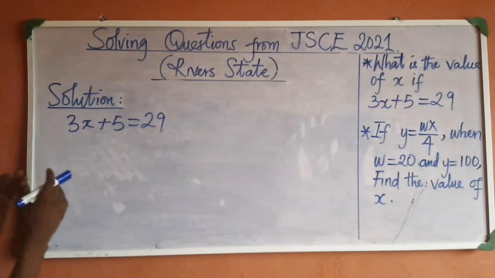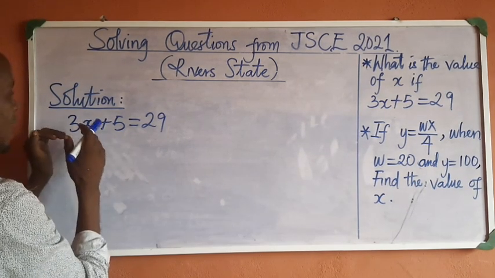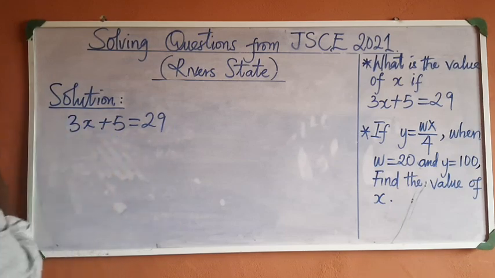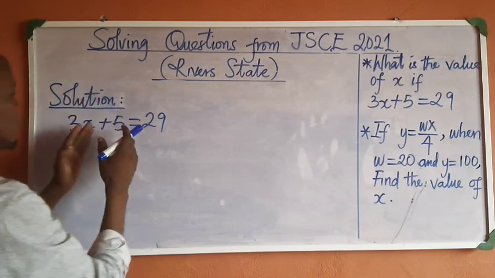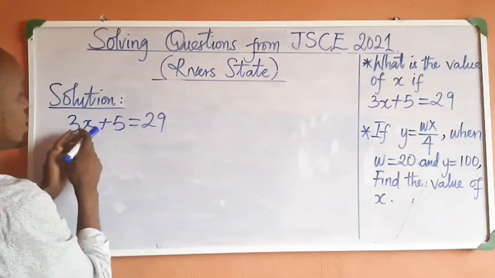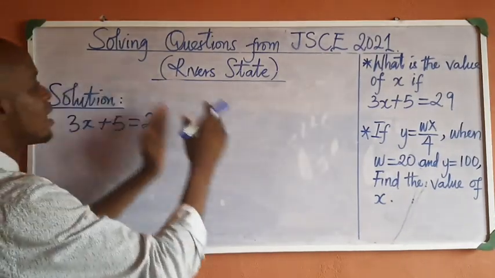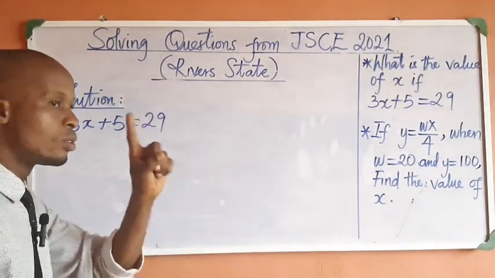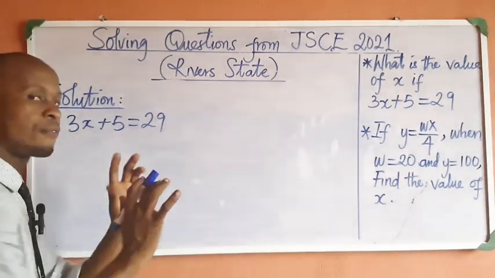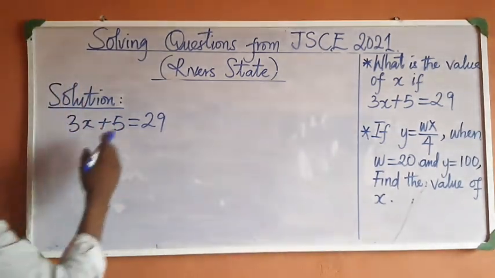I am going to group together the terms that have the unknown to the left side of the equation, and then I will group the ones that do not have the unknown, the letter, to the right side of the equation. I need you to know that all equations have two sides, the left-hand side and the right-hand side.